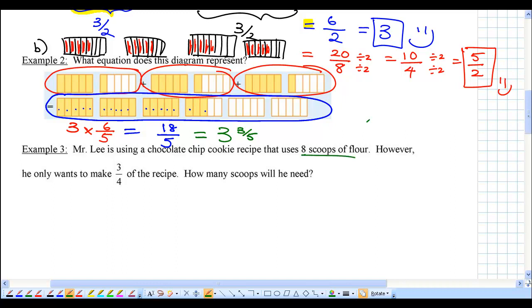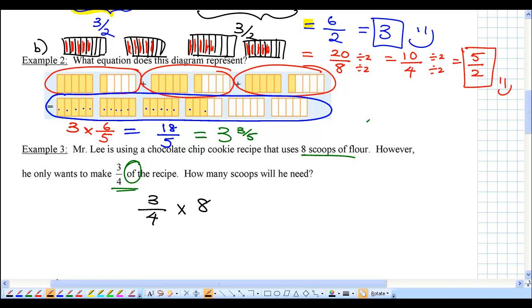It says the recipe uses 8 scoops of flour. But guess what? I don't want to make the whole recipe. I only want to make 3/4 of the recipe. Hey, dear friends, what does this word 'of' mean in math? Multiply. Remember for our unit in percents, 20% of 100 is multiply. So this is the same thing as 3/4 multiplied by 8.